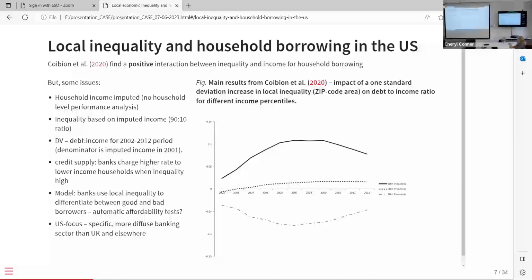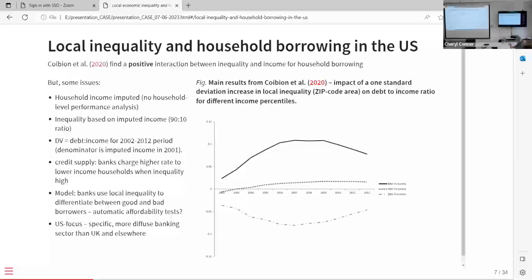This is very counterintuitive relative to the theory, and the reason I'm exploring this paper in detail is because I think there are some important issues here, which mean it needs to be revisited. The most important issue is really that they don't have income. They don't observe income in their data. They have to impute it.